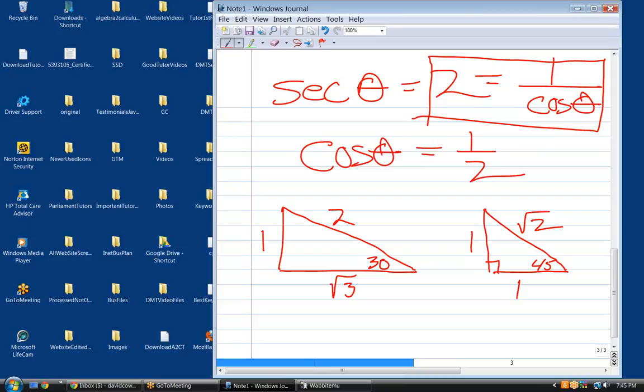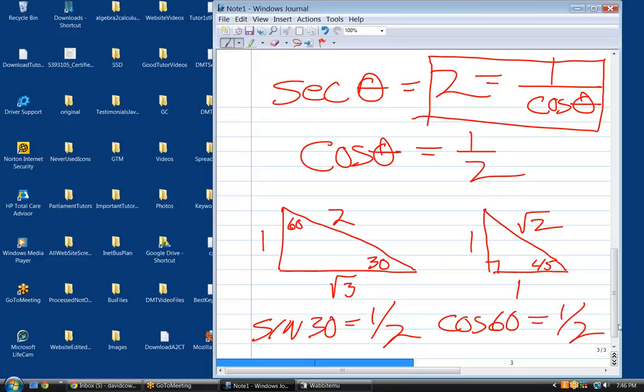What angle is the cosine of theta equal to 1/2? 30. Remember, cosine is adjacent over hypotenuse. Oh, okay, so 60. Right. And that's key. In other words, the sine of 30 is equal to 1/2. That means the cosine of 60 is always equal to 1/2. There's that relationship. The sine of an angle is equal to the cosine of 90 degrees minus that angle. Always. All of the cofunctions have that relationship.